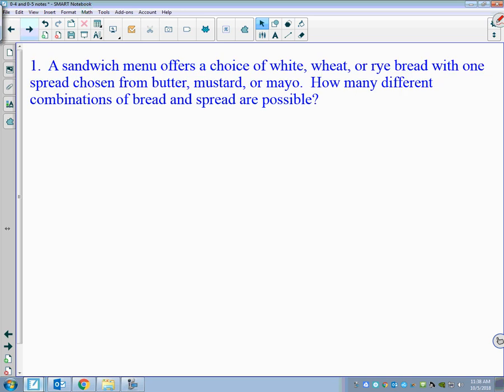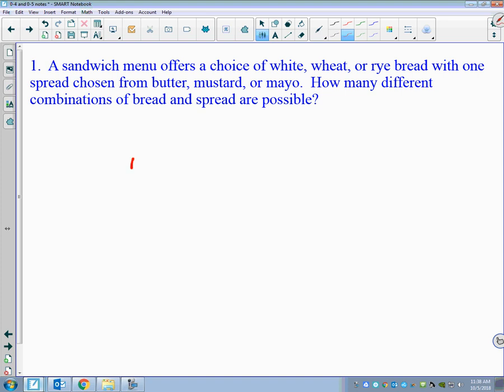And then this one says, a sandwich menu offers a choice of white, wheat, or rye bread with one spread chosen from butter, mustard, or mayo. How many different combinations of bread and spread are possible? And I enjoy the rhyming part of this question.